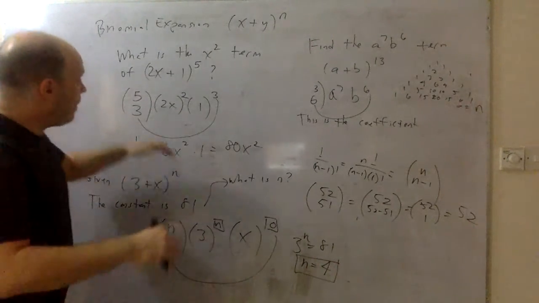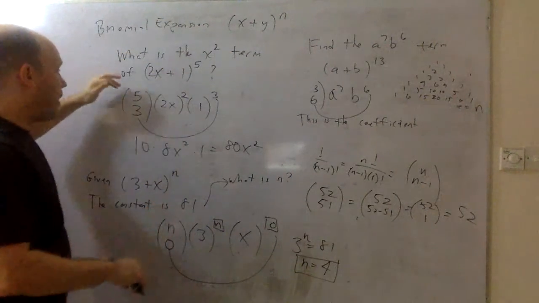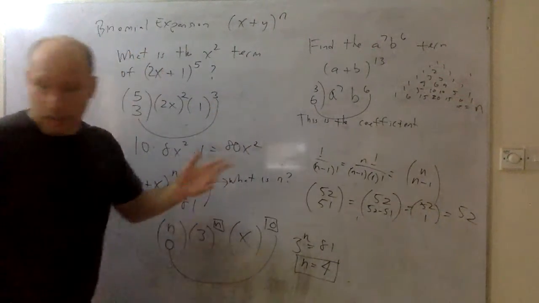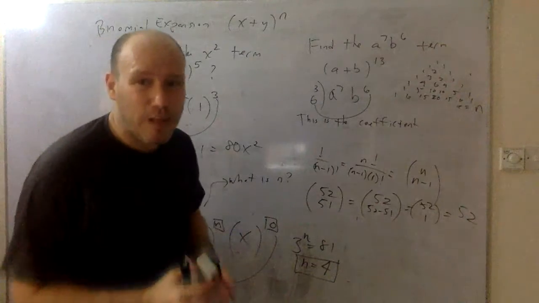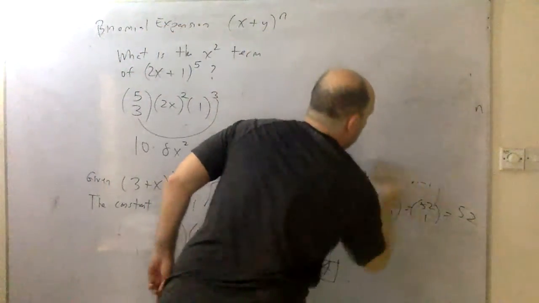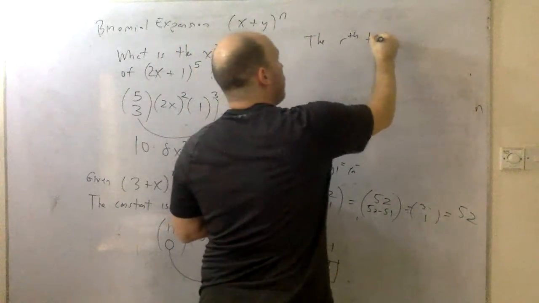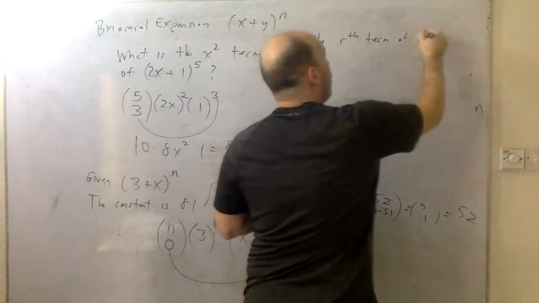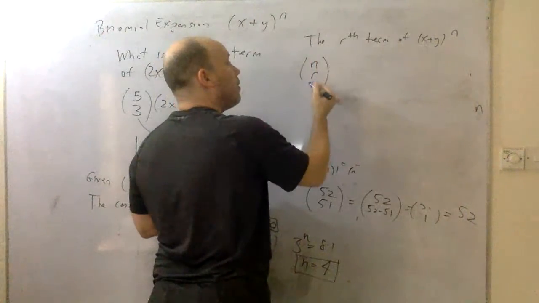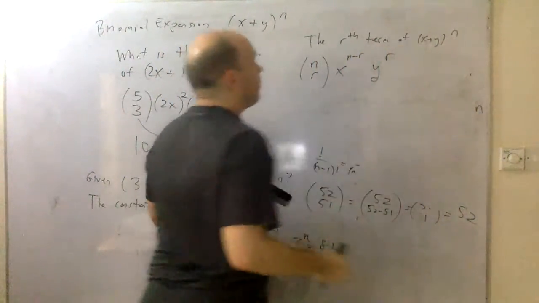So once again, when they're asking for a specific term, you know that it's in the form n choose r. So to conclude this little mini unit, the rth term of x plus y to the n is n choose r, x to the n minus r, y to the r.